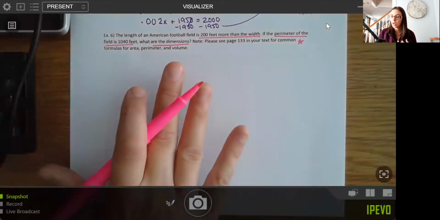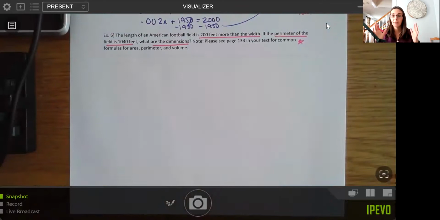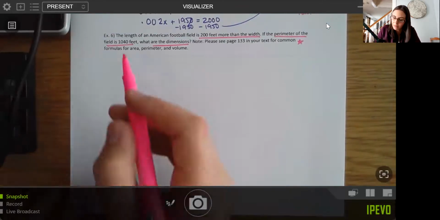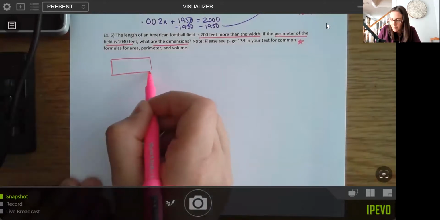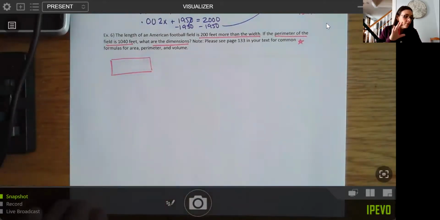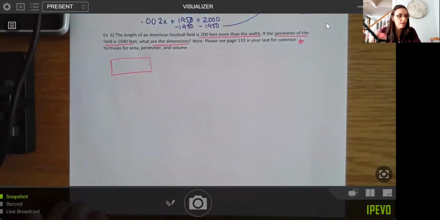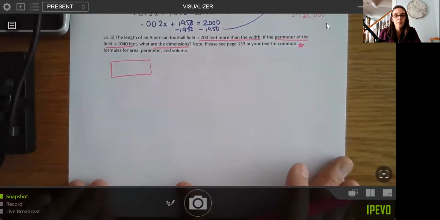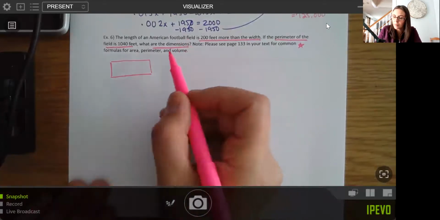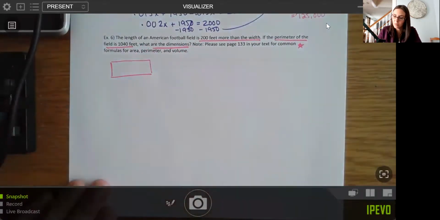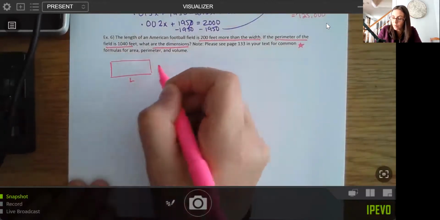Here we're going to focus on a rectangle. So if you think about a football field, it's rectangular in length, right? It looks kind of like this. But if you go into your book, it will actually give you the formulas for perimeter there, and area, and so on. All right, we're looking for the dimensions. So when we're talking about a football field here, we're in two dimensions, right? You have a length and you have a width.